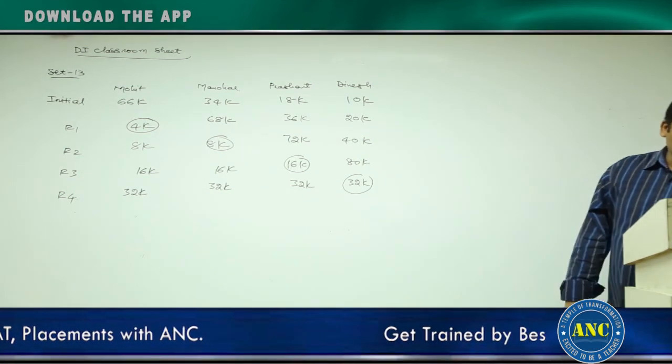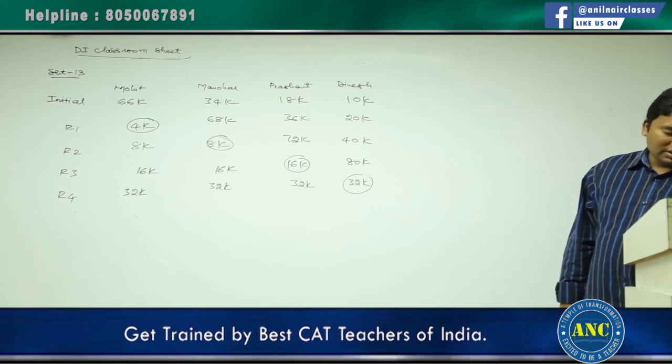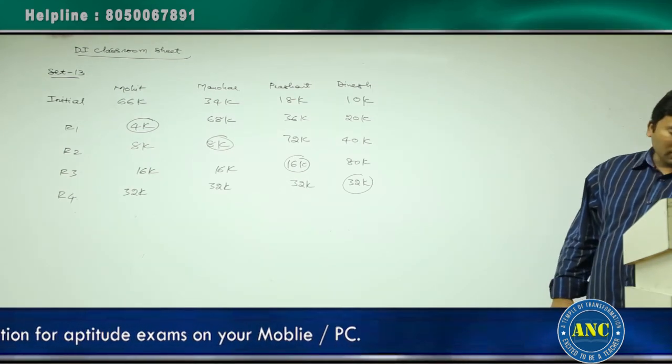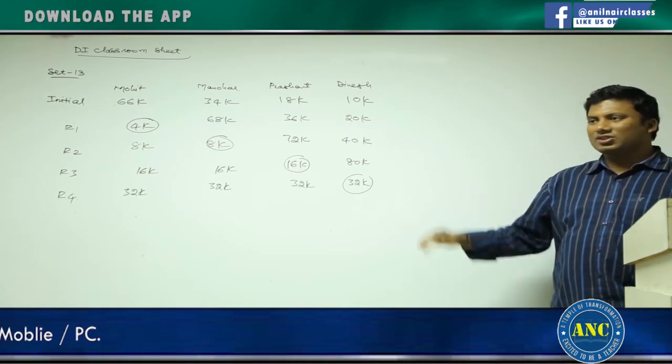Now, what is the amount with Mohit to start with? Mohit started with which amount? 66k. What is the amount with Manohar at the end of the first round? How much is the amount? 68k. Any question you can solve.